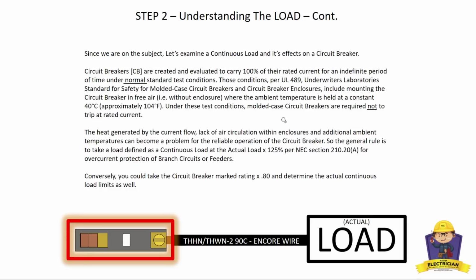Under these test conditions, the molded case circuit breakers are required to not trip at the rated current. They have to stay engaged. Now, the heat that's generated by current flow, the lack of air circulation within an enclosure, and remember this test is done without an enclosure, and the additional ambient temperature can become a problem, and the reliability of that circuit breaker's operation can be in jeopardy. So the general rule, when you're dealing with continuous loads, is to take the actual load at 125%. That's what the rule in 210.20(A) says. And then, of course, you're going to go at that point to 240.6(A) and size the proper size circuit breaker.